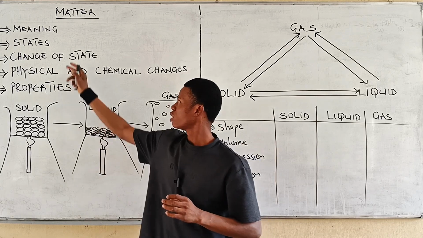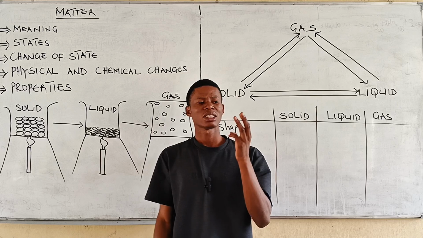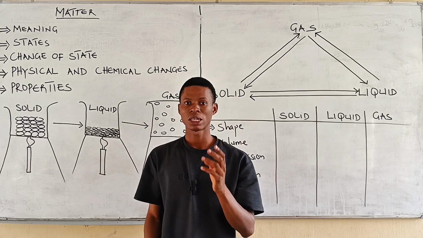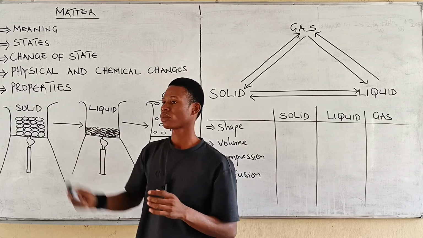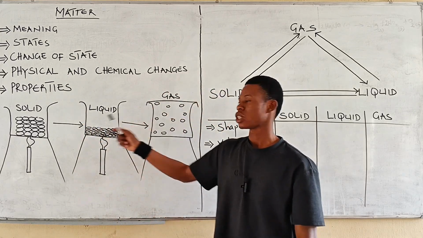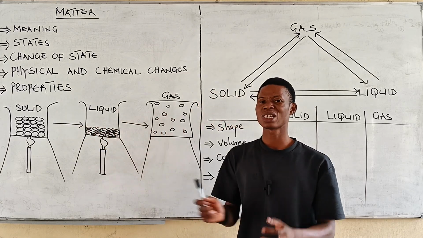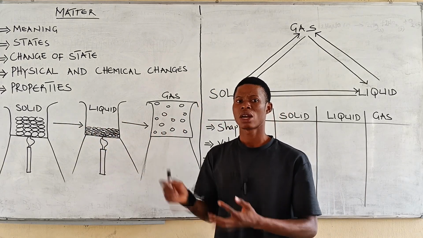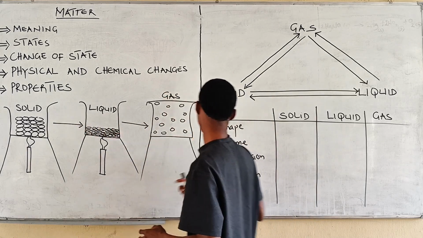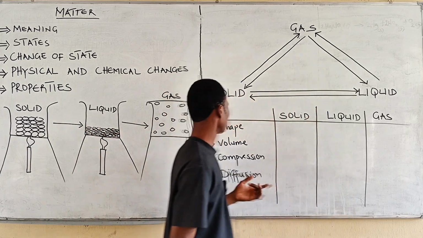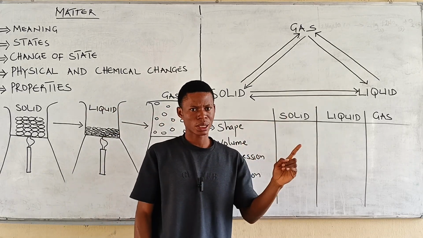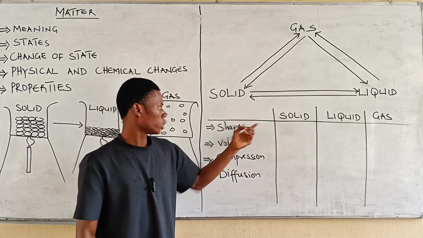Alright, now having known the meaning of matter, there are three main states of matter. I'm using the word main. The three states of matter are solid, liquid, and gas. Solid, liquid, and gases. These are the three main states of matter. Now, I'm going to be using this table to summarize them. Solid, liquid, and gas. Let's start from solid.